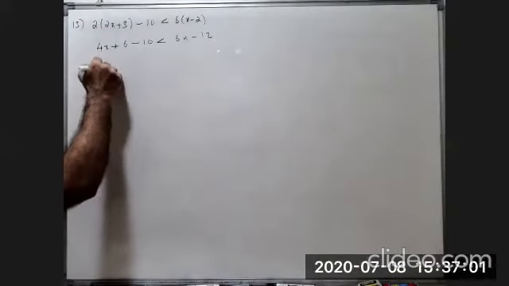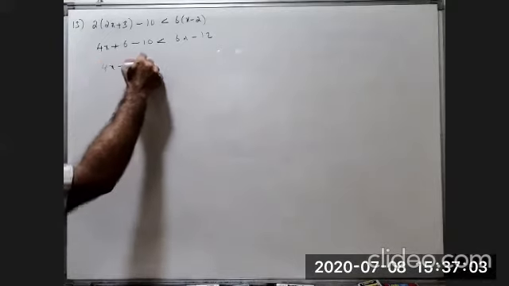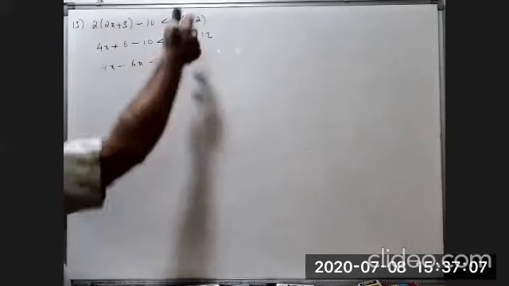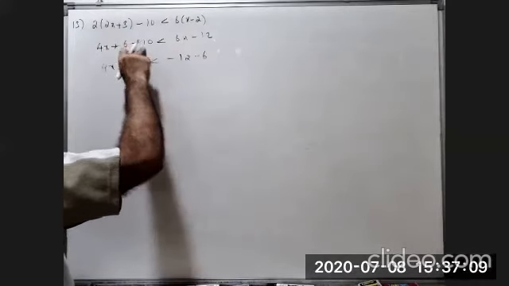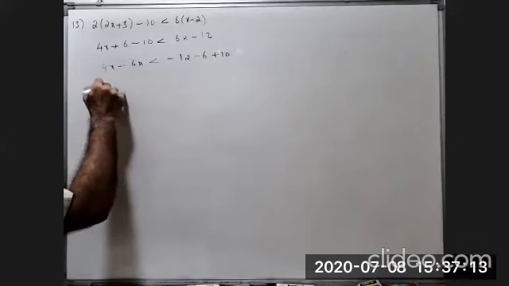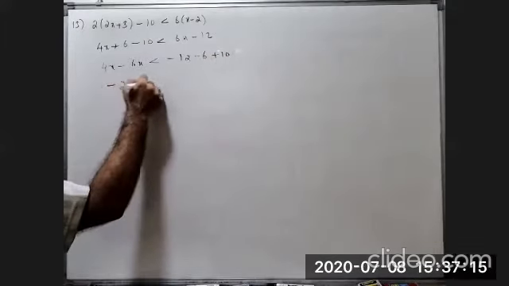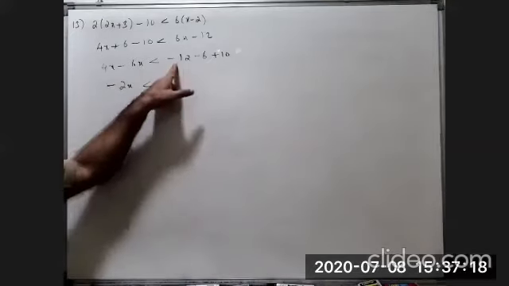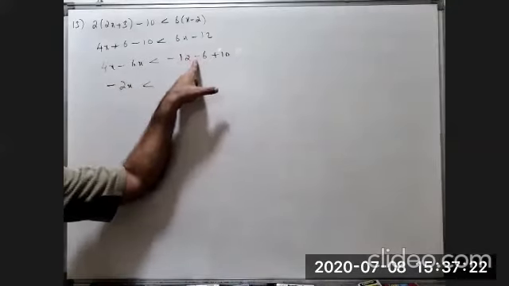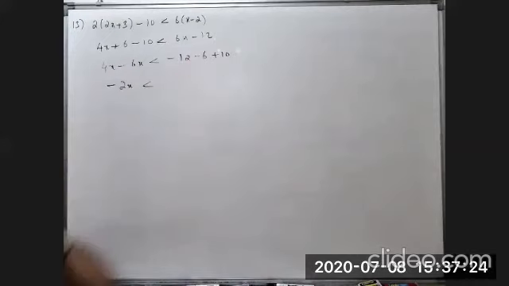4x minus 6x less than minus 12. Take the 6 to the other side, minus 6, and minus 10 to the other side, plus 10. 4x minus 6x is minus 2x less than minus 12 minus 6, which is minus 18. Minus 18 plus 10 is minus 8.